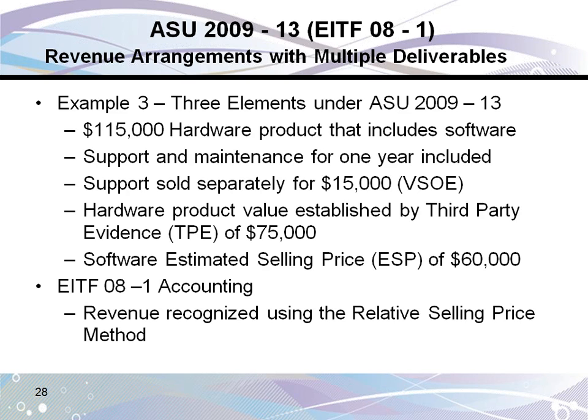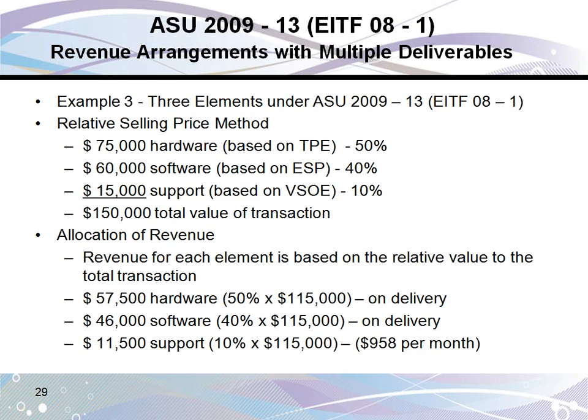So we'll use those values to allocate the revenue to each one of those three elements using the relative selling price method. And what we do is we add up the values of each one of those elements, the $75,000 for the hardware based on TPE, the $60,000 for the software based on ESP, and the $15,000 for the support based on VSOE, and that totals to $150,000. So we find out the relative value of each one of those elements, or the percentage of the total value that that element represents. For the hardware, it's $75,000, that's 50%. For the software, at $60,000, that's 40%. And for the support and maintenance, that's at $15,000, that's 10%.